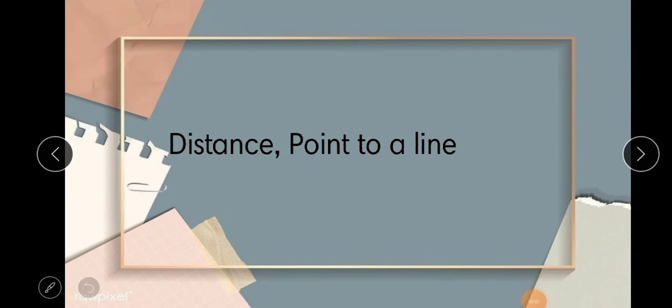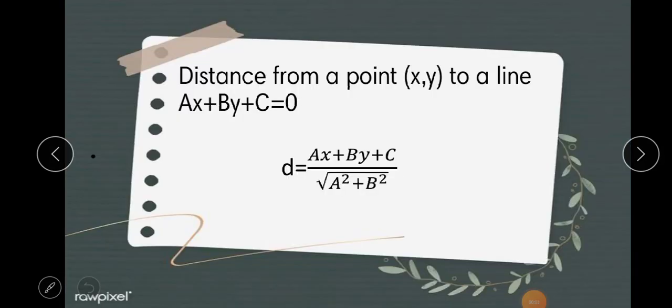Distance from a point to a line. The distance from a point (x, y) to a line has a general form of ax plus by plus c equals 0. The formula that we will use to find the distance from the point to a line is d equals the absolute value of ax plus by plus c over the square root of a squared plus b squared.